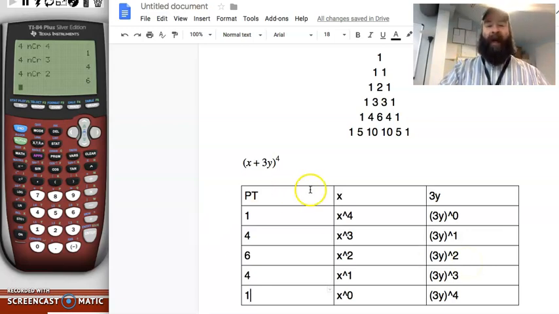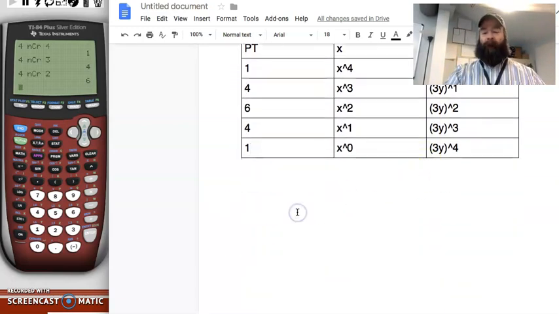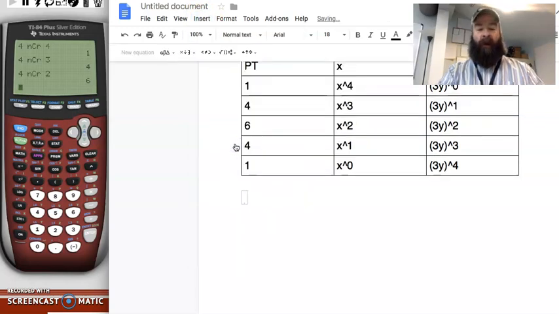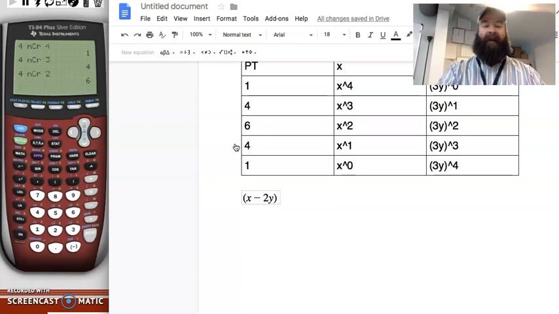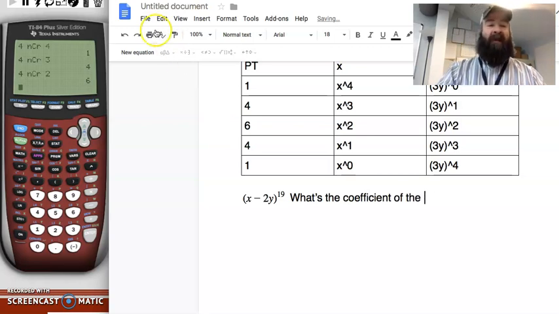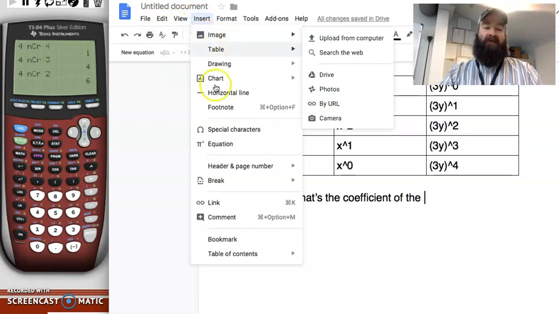So the coefficient of that would be 54. So essentially, when I have a problem, and let me give you a new one here, something like, let's make it pretty this time. Let's say that's x minus 2y to the 19th. And then I wanted to know what's the coefficient of the x to the 16th y to the third term, maybe?